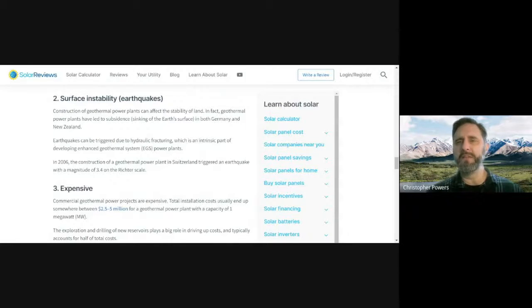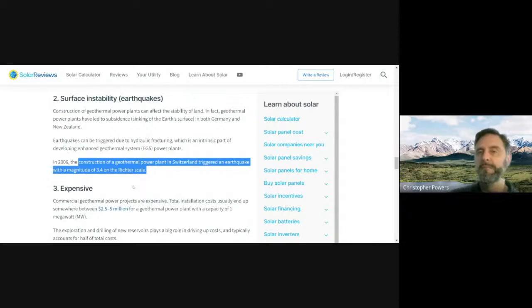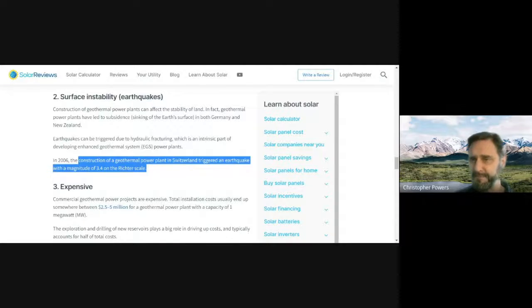Now, the construction of a geothermal power plant in Switzerland triggered an earthquake with a magnitude of 3.4 on the Richter scale. That's kind of the mid ground, almost getting up there into, okay, that's huge. The 4s and the 5s.